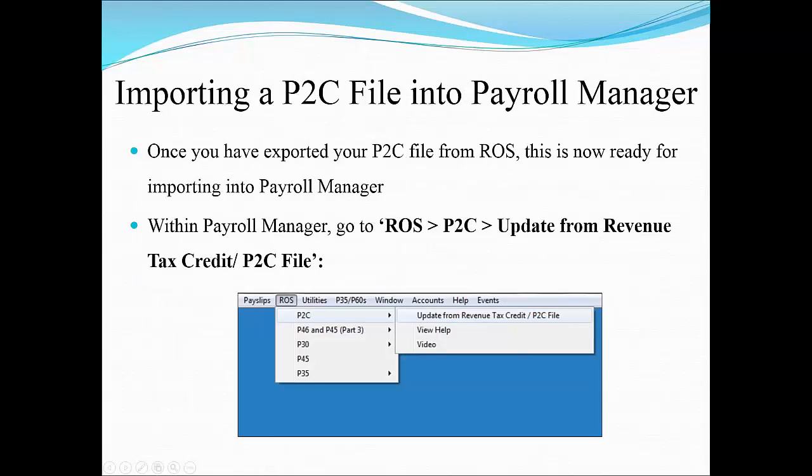So once you have your P2C file saved from ROS, you are now ready to bring that into the Payroll Manager software. Okay, and all you're going to do is minimize your internet or close out, go back into the Payroll Manager software, and simply click on the ROS menu, the P2C option, and Update from Revenue Tax Credit P2C file here.